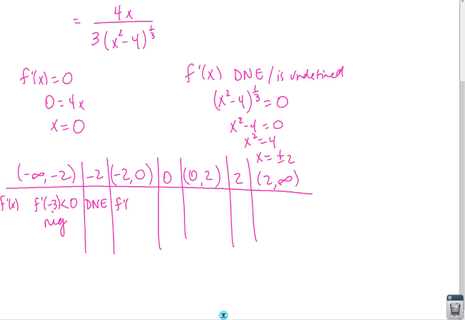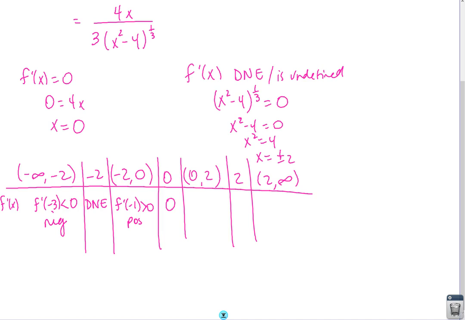Let's go with f prime of negative 1. Again, I'm going to have a negative up top. This time, negative 1 squared is going to be 1, minus 4 is a negative 3. The cube root of a negative number, I have no idea what that number is, but I do know that it's negative. So a negative divided by a negative is going to be a positive. Okay, I know that at 0, my derivative was equal to 0. That's what classified it as a critical number.